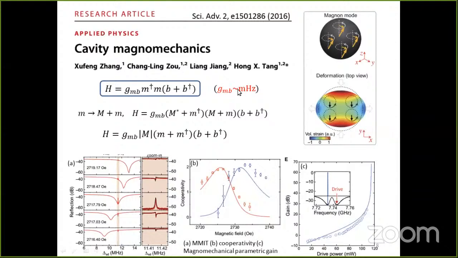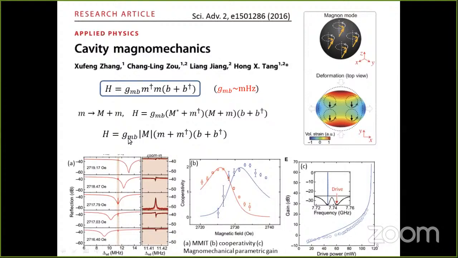This is in the millihertz range, so we can enhance the coupling by introducing a mean field type of decomposition. So the magnetization in the magnon mode is written as capital M plus small m. Here, capital M is the semi-classical amplitude, and by increasing this capital M value, we can effectively enhance the coupling between the magnon and the phonon mode.